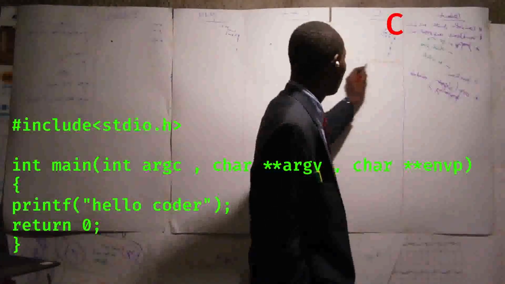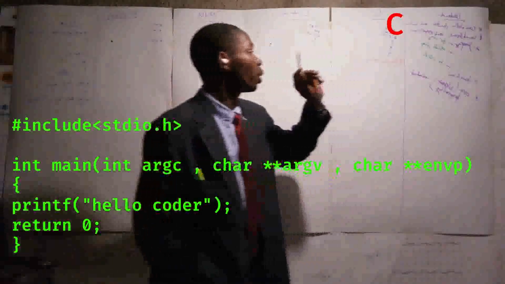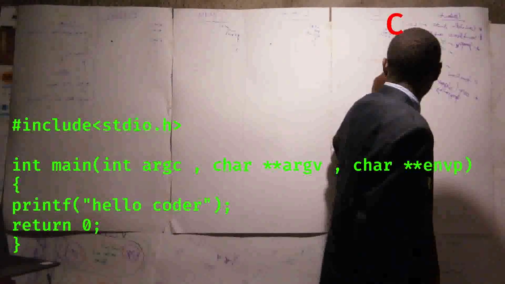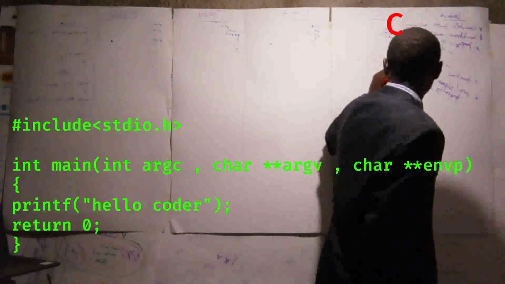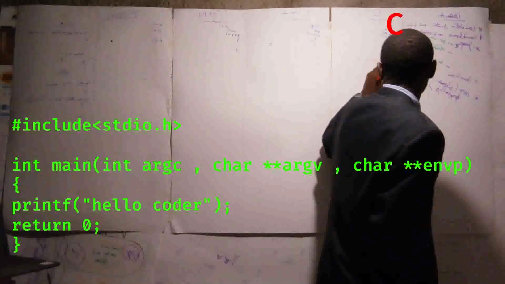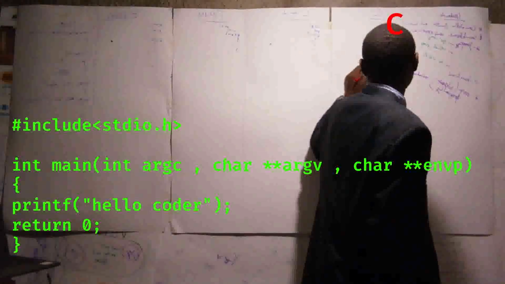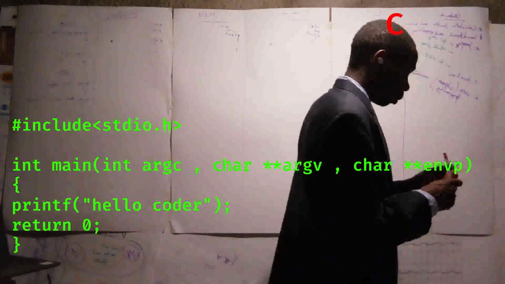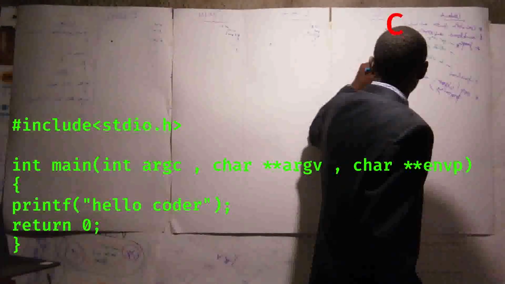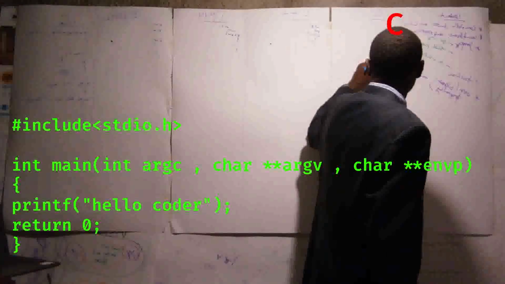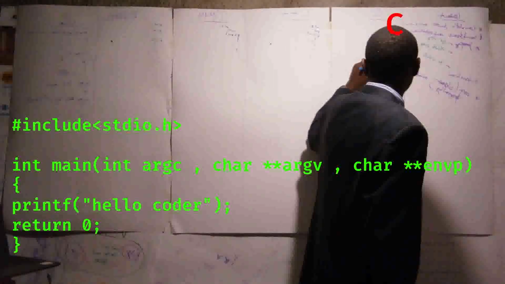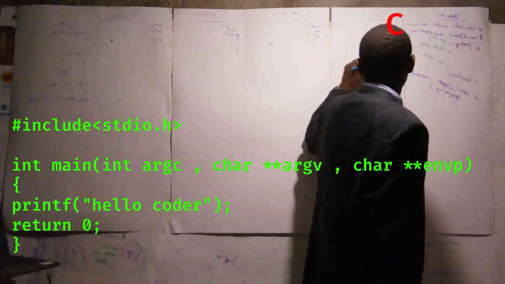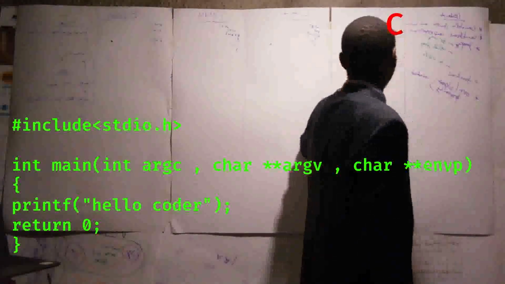After calling this library in your C functions, you should jump into your main executable code: int main, brackets, braces, and main parameters, int argc, char pointer argv and char pointer envp.